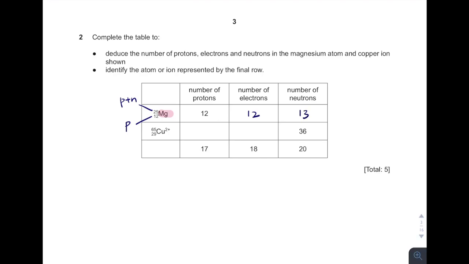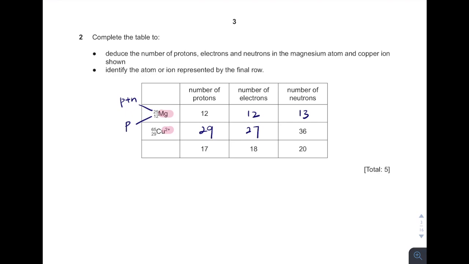Then next one, given this. What's the proton number? It is 29. Electrons: how do you know the number of electrons? That is the charge, two positive. Two positive means there are two extra protons compared to electrons. So therefore the answer is 27. Two extra protons compared to electrons, that's the reason why it has a charge of two positive.